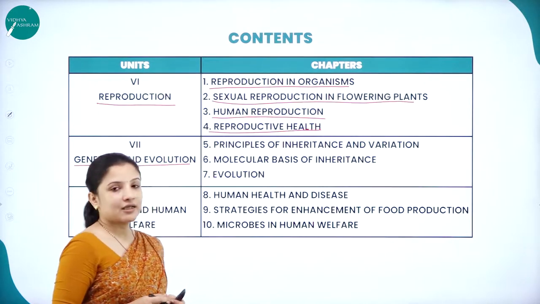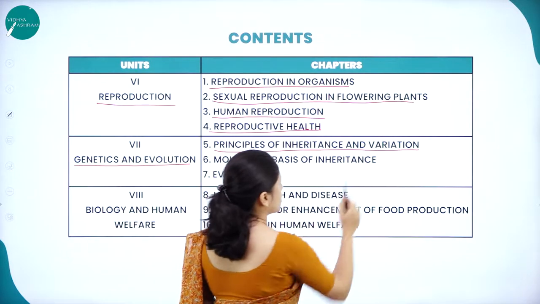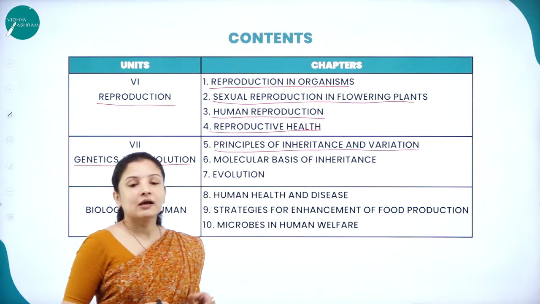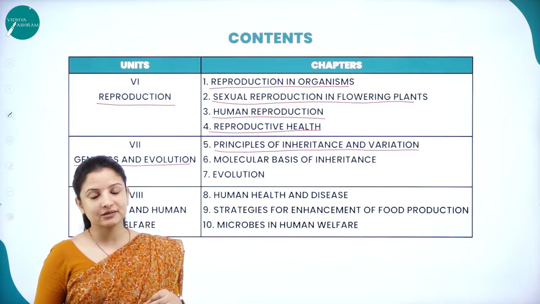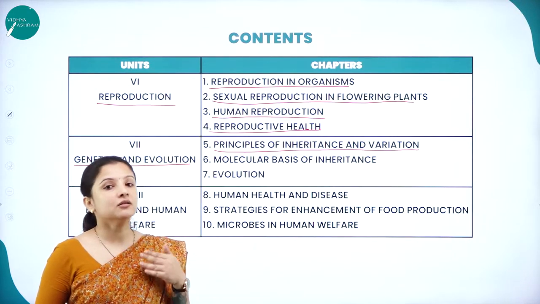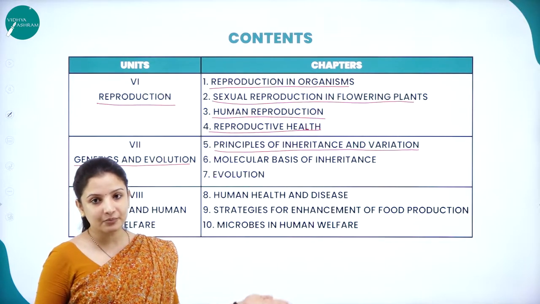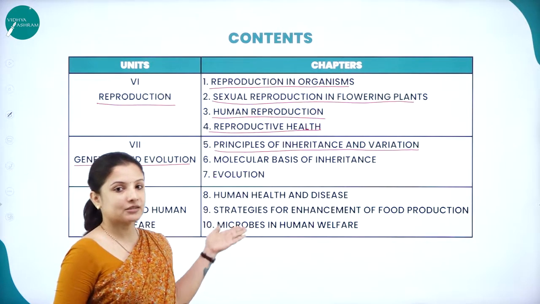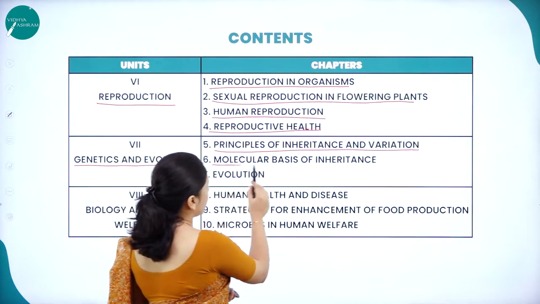So therefore, we'll study chapter 5, principles of inheritance and variation. This chapter entirely consists of the different experiments that were made by Mendel on the garden pea plant and the different laws that were proposed by Mendel, and various examples we shall study in this particular chapter. And chapter 6 is molecular basis of inheritance.